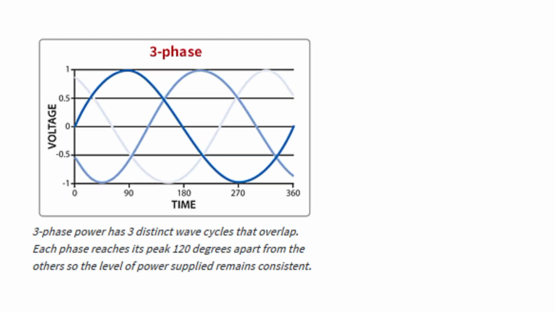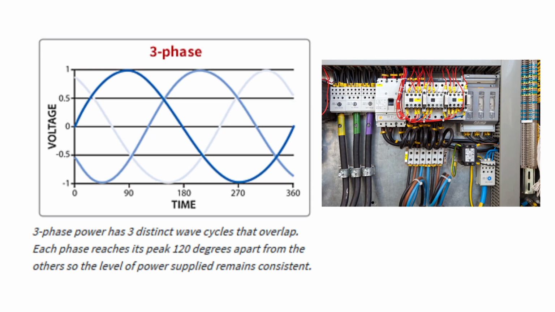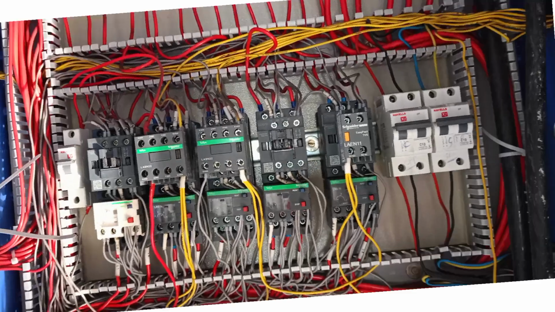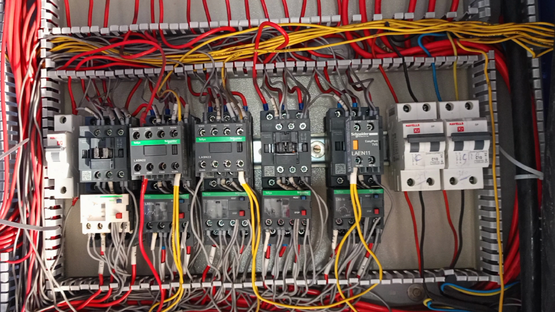The three-phase electricity uses three alternating currents to transmit the electrical power, and it has a higher power density than the single-phase AC system.